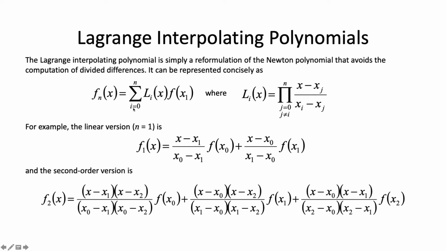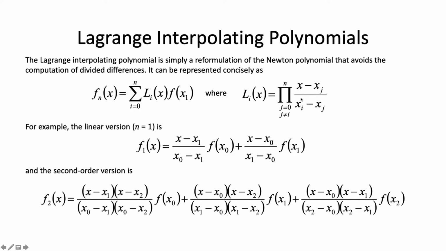The third term is when i equals 2. So for the Lagrange polynomial, we don't consider j equals 2. Instead, we consider only j equals 0 and j equals 1. So for j equals 0, we have x minus x naught all over x2 minus x naught, which is what we have here.